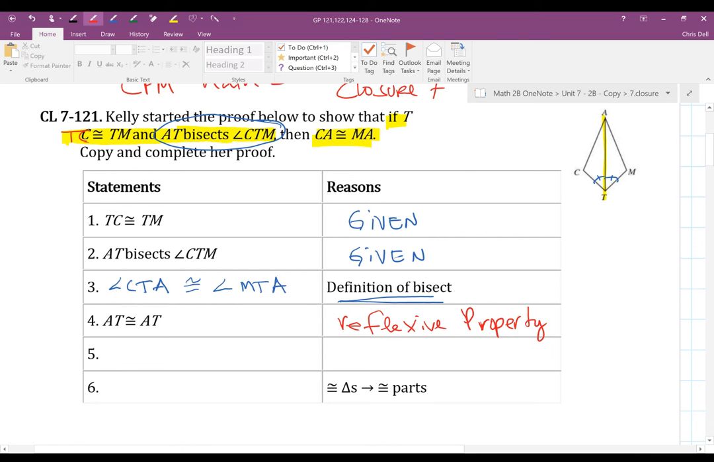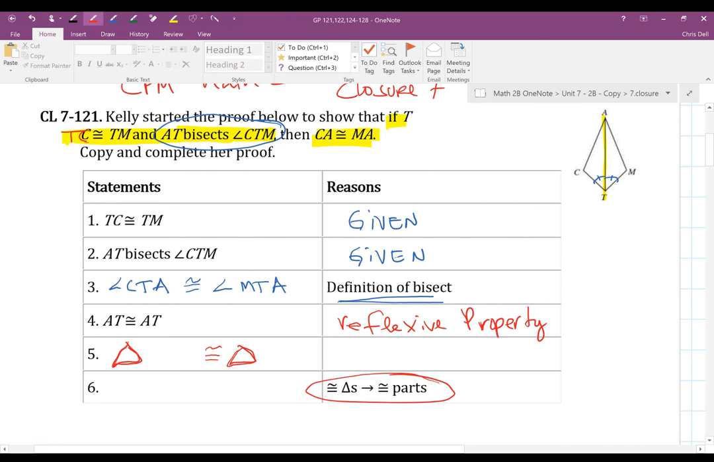Then the fifth is blank, so it's blank on both. Let's think through this. The sixth one says congruent triangles mean congruent parts. If I'm going right to that as my reason, then somewhere up here I need to show congruent triangles. So my statement up here is going to have to deal with congruent triangles.